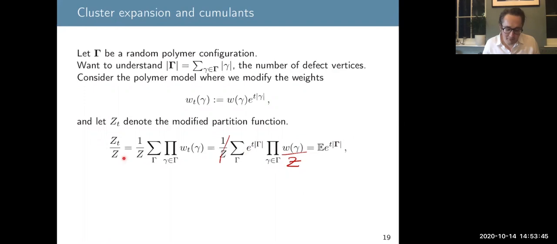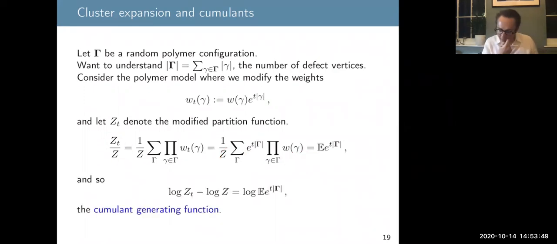But it's a little bit tricky to understand this ratio. So instead I'll understand the logarithm of that ratio. And so instead of the exponential generating function, I get the cumulant generating function. How am I going to understand the cumulant generating function? I'm going to apply the cluster expansion to this partition function. So what does that look like?